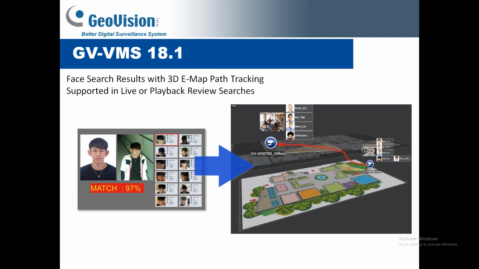What will happen here with this feature of the new VMS is if you have facial recognition cameras around your facility, you will see a path that shows where the person went throughout the facility. So it allows you to do a more thorough investigation and find your video and go throughout your facility and review what happened.